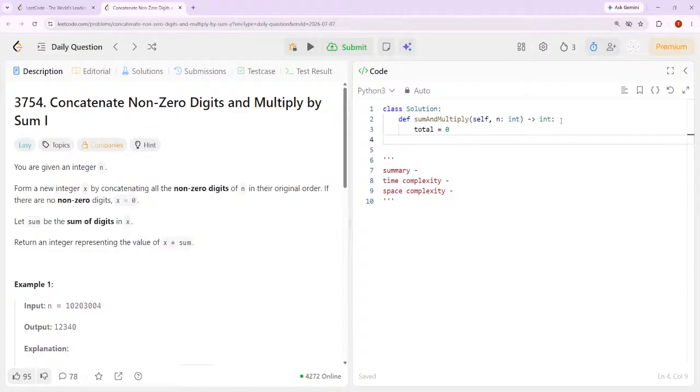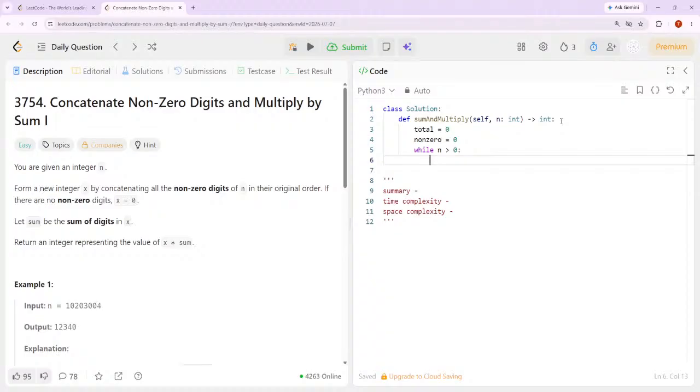And then I guess I do the concatenation. Let's say non-zero is the concatenation. And I want to parse it, kind of left to right, using mod 10 to get the ones digit and then remove it. So let's say while n is greater than 0, the first digit is n mod 10.